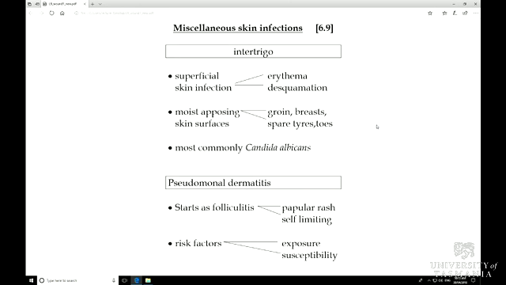Your mouth? Not really. Yeah, your gut. Almost everybody carries Candida albicans in the bowel. It's a really common organism.